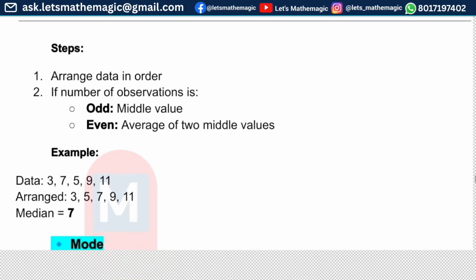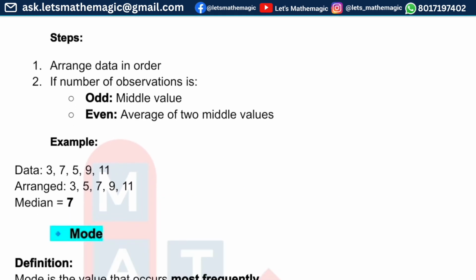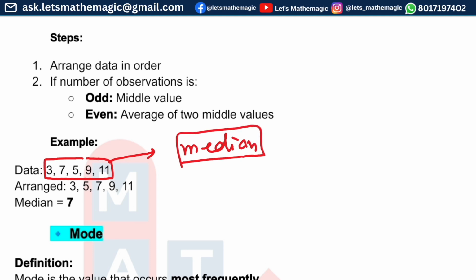Now the steps. Suppose they have given you this data as an example: 3, 7, 5, 9, 11. We have to find their median. Step number 1, arrange the data in order. So first we need to arrange the data. See, the data are now arranged, in ascending order.